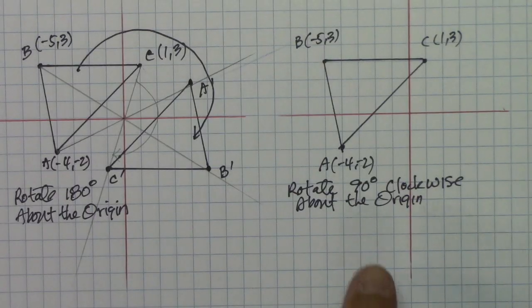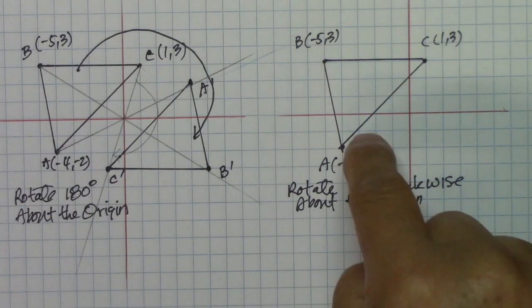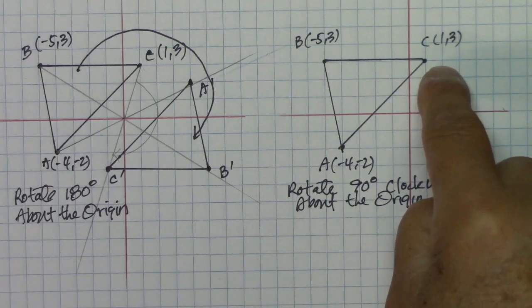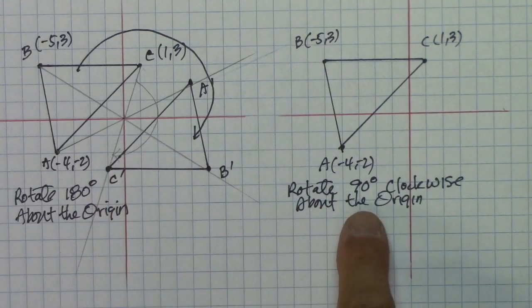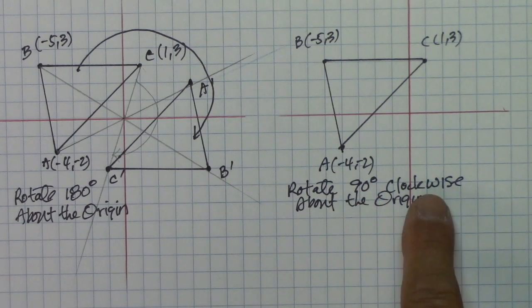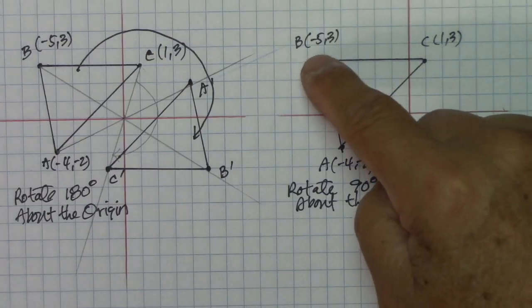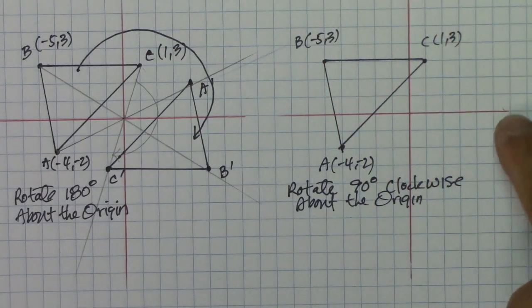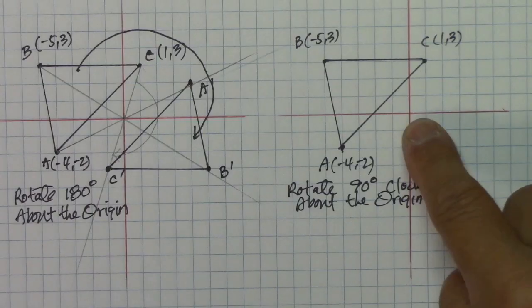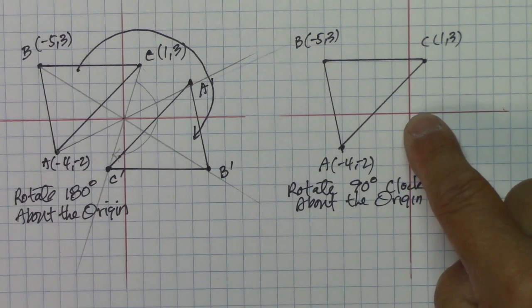Now let's take a look at the second example. We're going to use the exact same A, B, and C, same coordinates as before, but this time we're going to rotate 90 degrees, only a quarter turn. We're going to rotate it clockwise, just like the direction of a clock's hand. And we're going to still use the origin at the coordinate 0, 0 as the point of rotation.